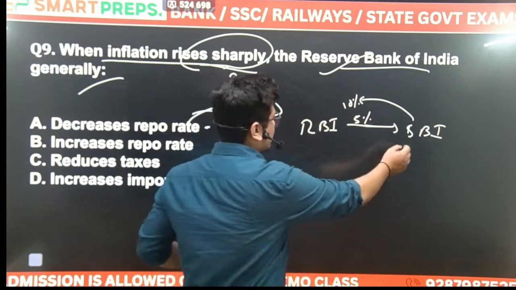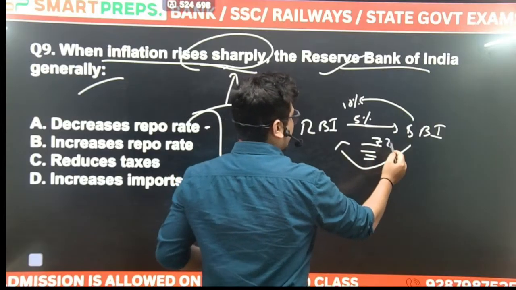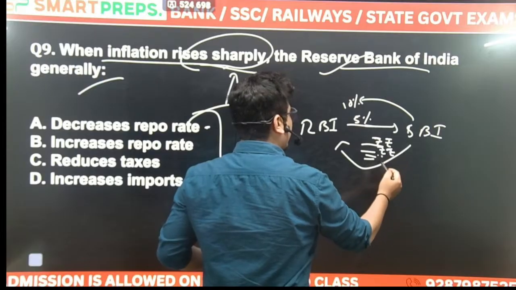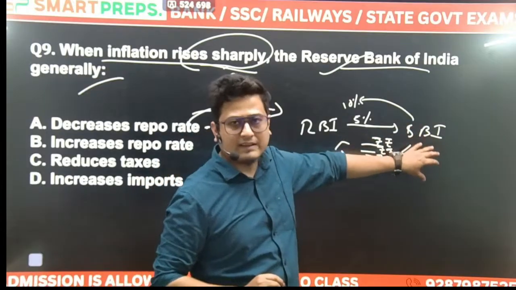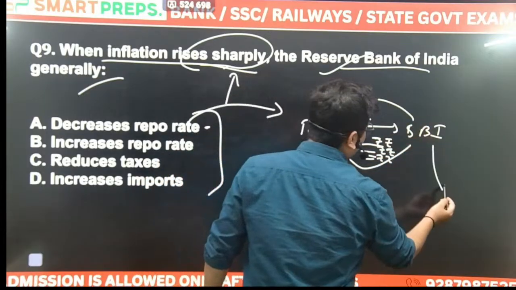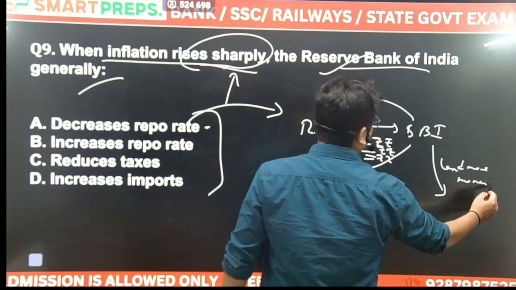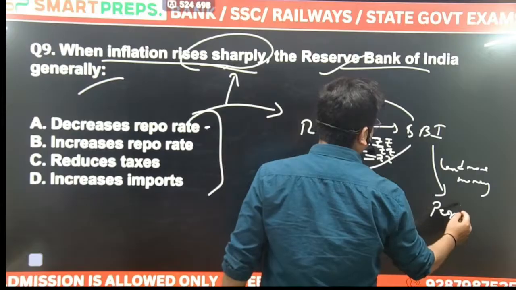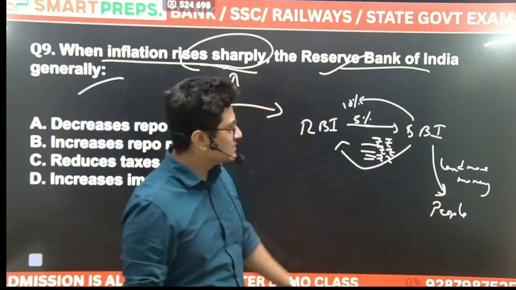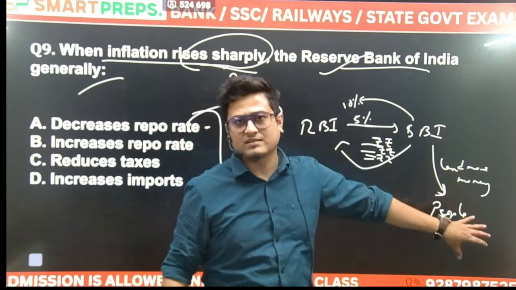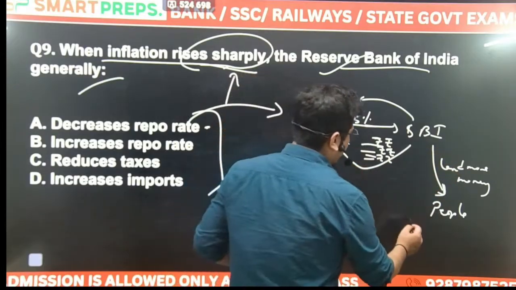Now what will SBI do? They will take more money now. Why will they take more money? Because the interest rate has decreased. Now, if SBI has taken more money, that means they can lend more money. They can lend more money to whom? To the public, to the people. Now, if they can lend more money, that means they will give money at a lower interest rate. Now, if people are getting money at a lower interest rate, they will take more loans. People will take more loans.